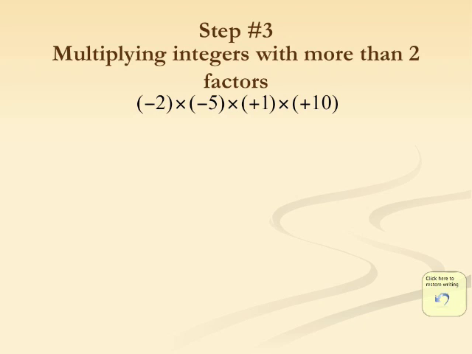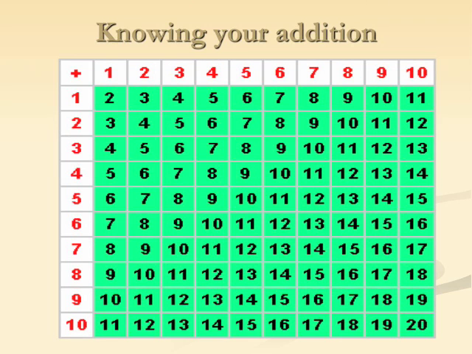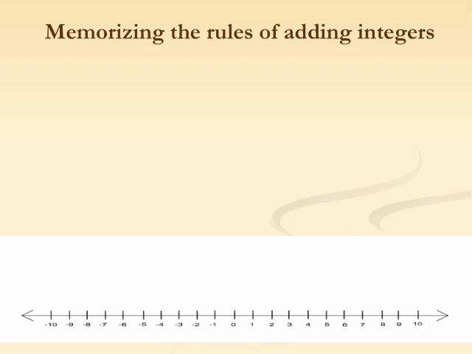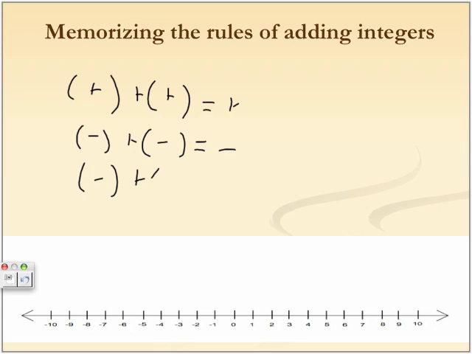So review. Knowing your addition. Always remember your addition. Memorizing the rules. Again, positive plus positive equals a positive. A negative plus negative equals a negative. And when you have two different signs, it all depends on which number is bigger.